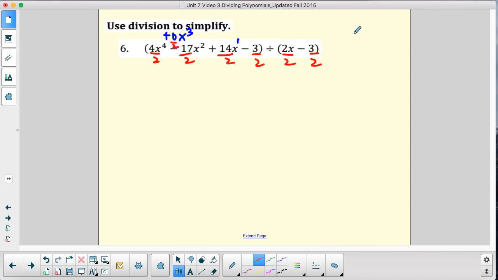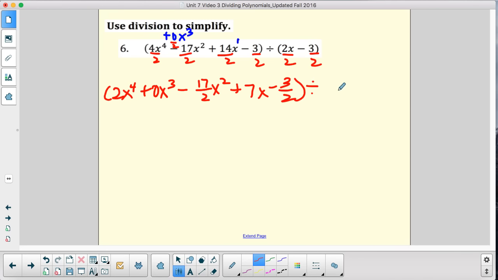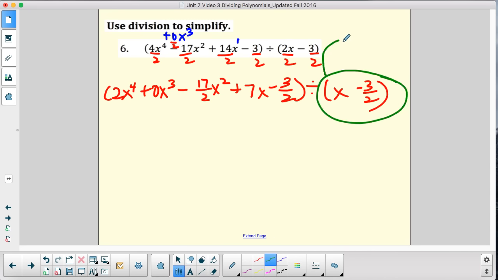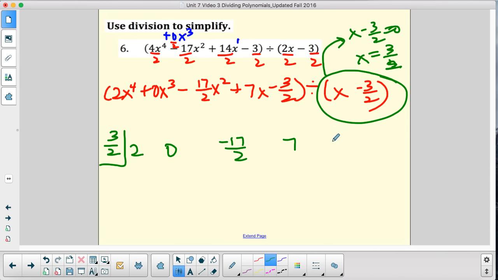So let's write out what we have. We would have 4 divided by 2, which is 2, x to the fourth, plus 0 divided by 2 is 0, so 0x to the third, minus 17 over 2 isn't nice. You could write it as a decimal if you want. I prefer fractions. 14 divided by 2 is 7, minus 3 over 2, divided by x minus 3 over 2. We go ahead, take this, set it equal to 0 to find the 0, and we get x is equal to 3 over 2. Now we have 2, 0, negative 17 over 2, 7, negative 3 over 2. And we start our division.